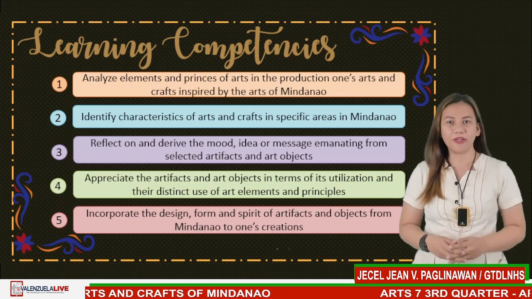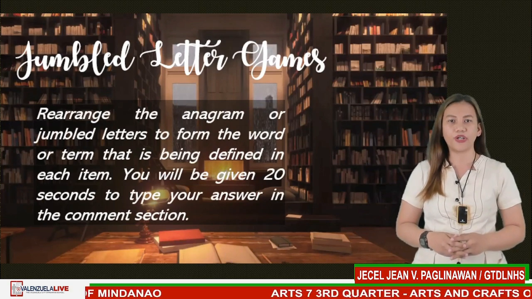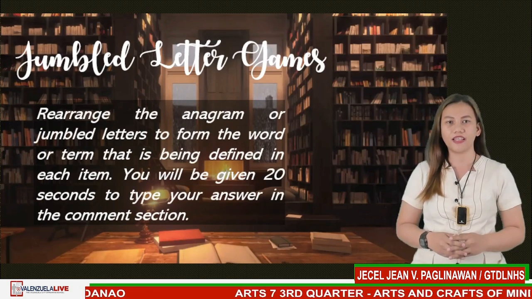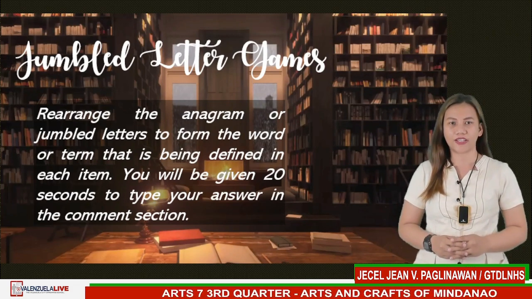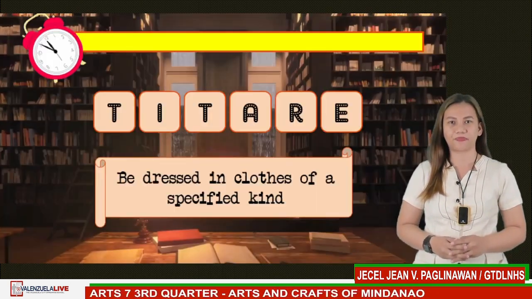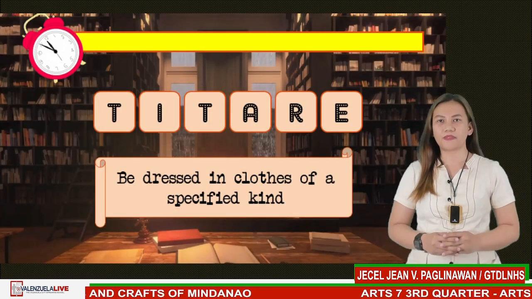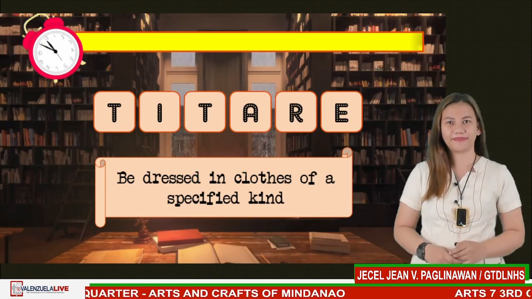Let's play the jumbled letter games. Rearrange the anagram or jumbled letters to form the word or term that is being defined in each item. You will be given 20 seconds to type your answer in the comment section. Number 1. Be dressed in clothes of a specified kind. Timer starts now.